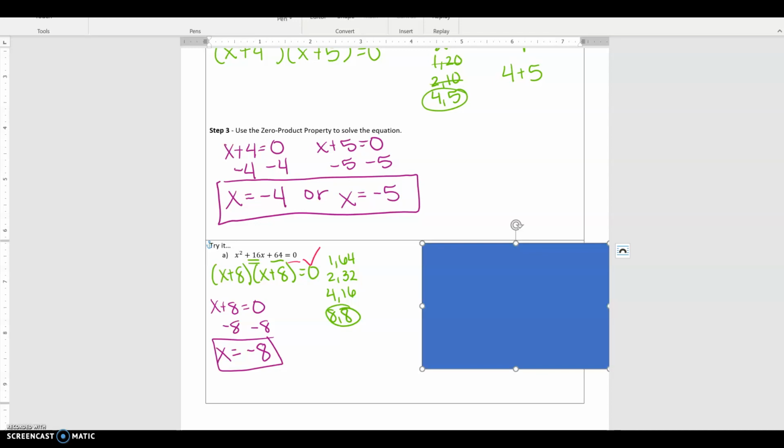Just so you know, this is also the same as x plus 8 squared equals 0, okay? So they're the same, so we only need to solve it once. If you solved it twice, it is absolutely okay. So x plus 8 equals 0, subtract 8 on both sides, so x equals negative 8.